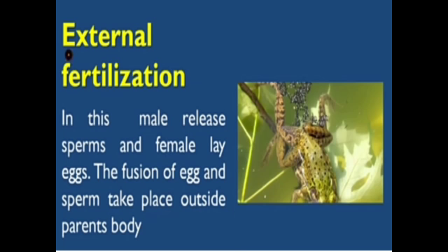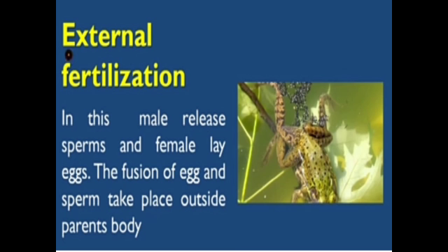External fertilization is where the male releases sperms and the female lays eggs. The male will release the sperm and the female will lay the eggs, and the fusion of egg and sperm takes place outside the parent's body. External means outside. So here the fusion of sperm and egg will take place outside the parent's body. It is generally seen in aquatic animals. Aquatic organisms undergo external fertilization.